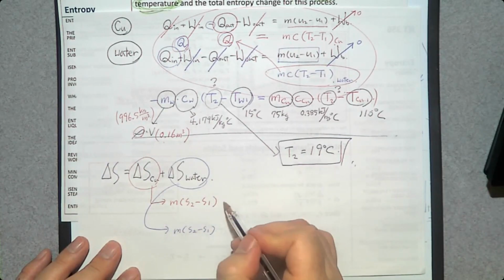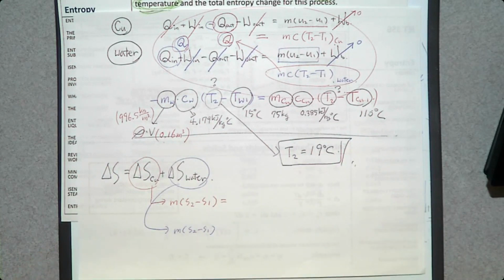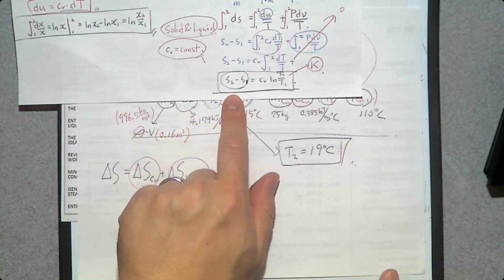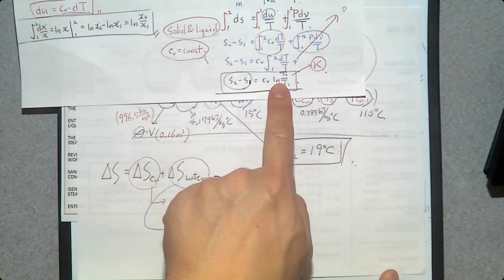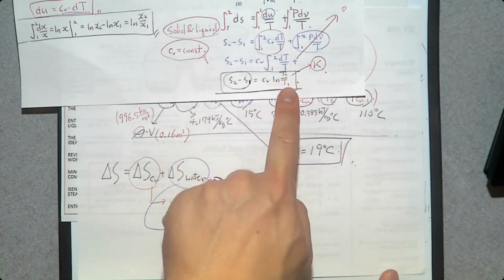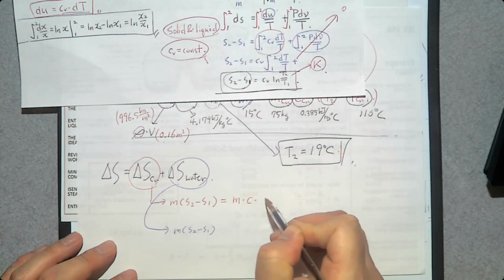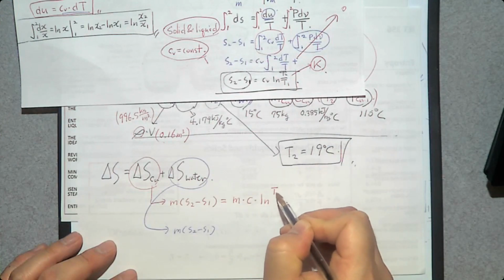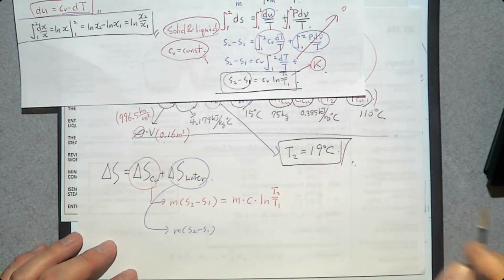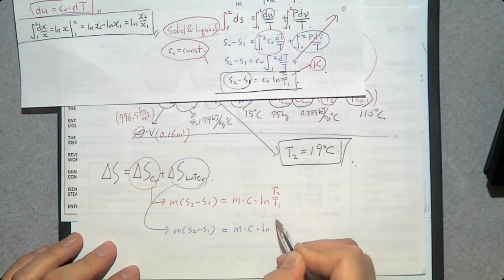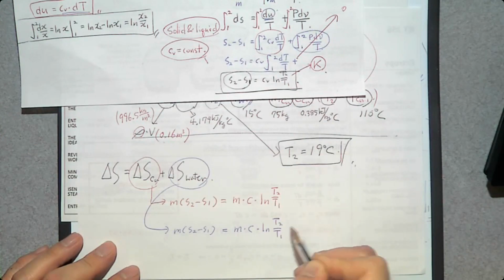What is the equation? We just studied it from the TdS relation. S2 minus S1 is what? Specific heat, natural log, T2 over T1. Mass times specific heat, C, natural log, T2 over T1. What about this water? Mass times specific heat, natural log, T2 over T1.